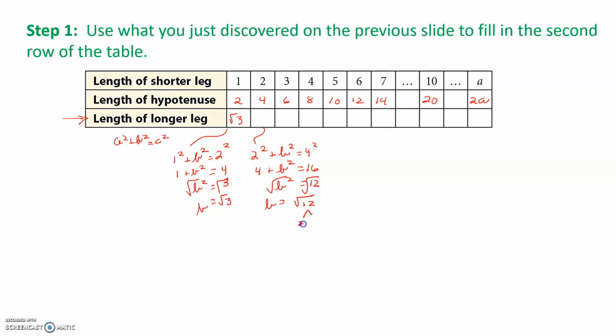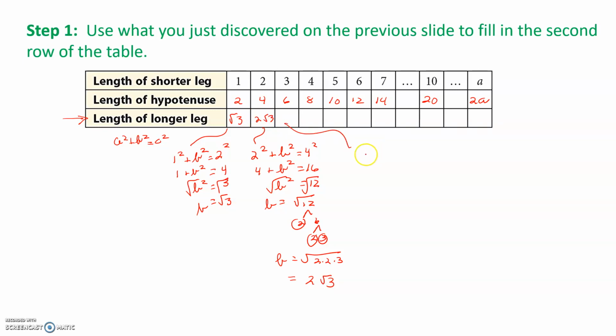12 is 2 times 6. 6 is 2 times 3. So B is the square root of 2 times 2 times 3. The 2's come out and the 3 stays in. So this is 2 square root of 3.